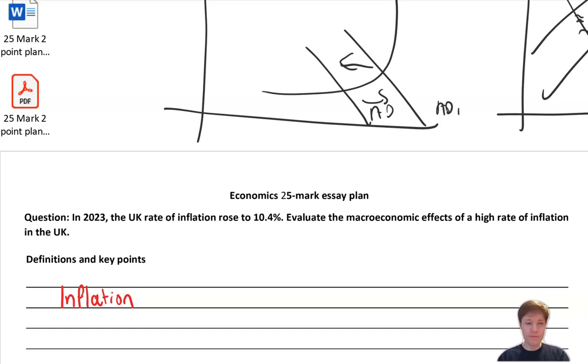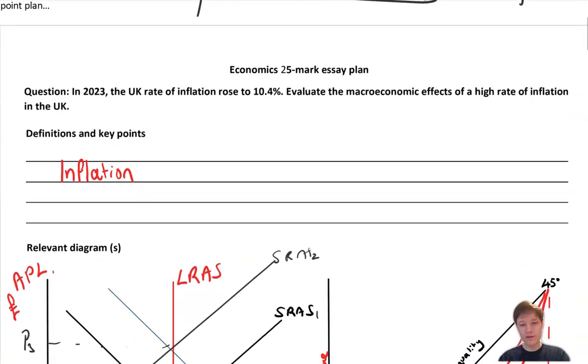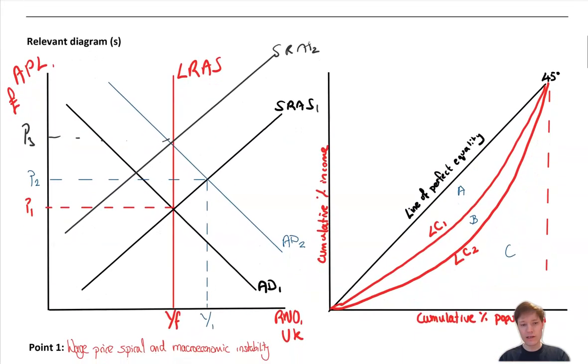Right, definitions. Inflation, that surely should be our first definition: a sustained increase in the price level in a country. And the two diagrams that I've chosen, the first one is the neoclassical model. I think that's something we need to look at because it's not something necessarily that we do a lot. And the second one is inequality, something that we've used in a lot of different essays, and I'd really, really recommend using this Lorenz curve. It's very useful and it gives a nice balance to your essay.